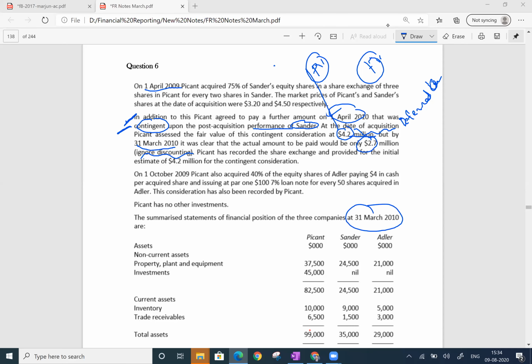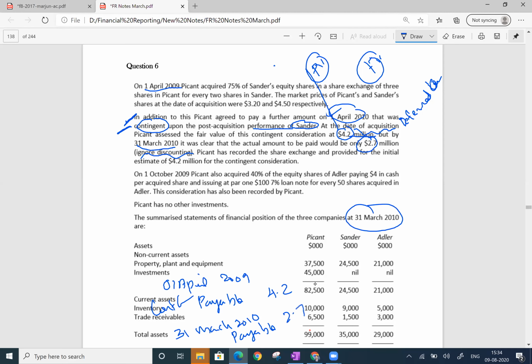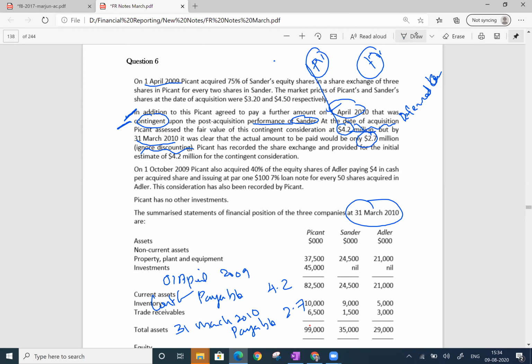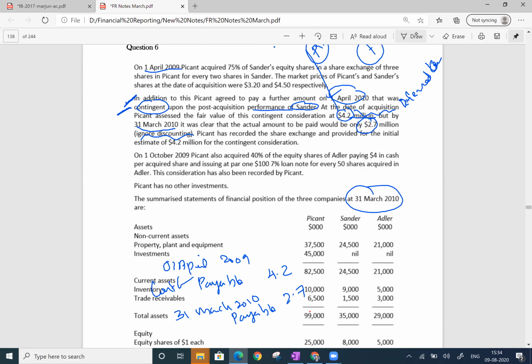Nothing new. Now listen. So on 1st April, I'm writing here itself, okay? On 1st April 2009, you showed something as payable, 4.2 million. Now on 31st March 2010, you're going to show the same payable, contingent consideration payable, 2.7 million. So what has happened? From 1st April 2009, you were expecting 4.2. Now it is 2.7. So the payable balance has reduced. So this is my first question. If payable balance reduces, what will be the journal entry?